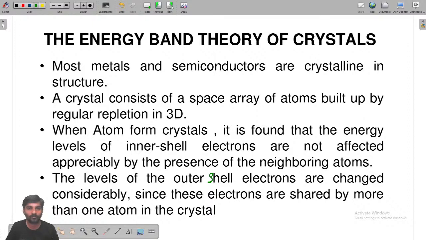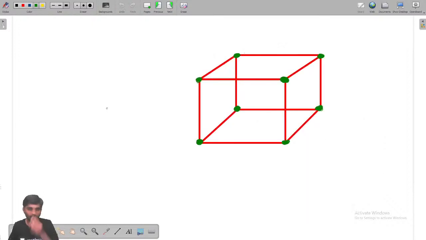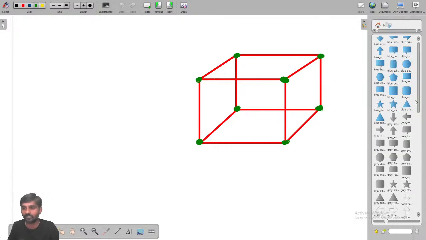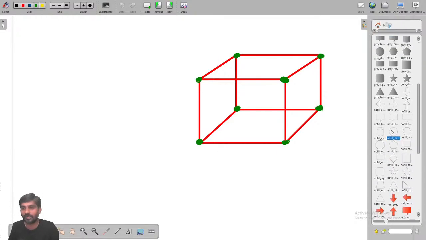Okay. Now, here I will try to draw. Let's consider two silicon atoms.